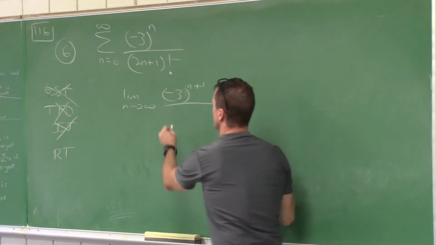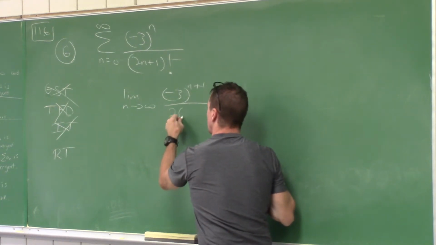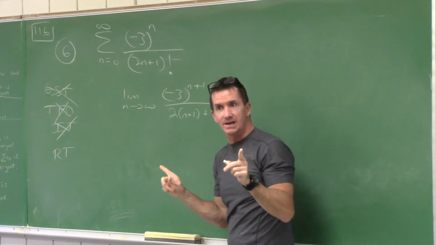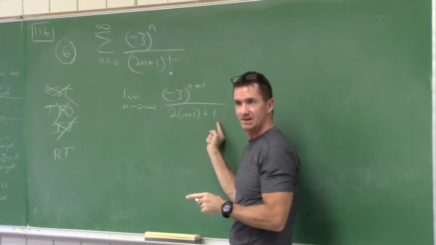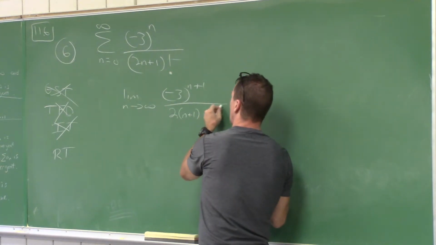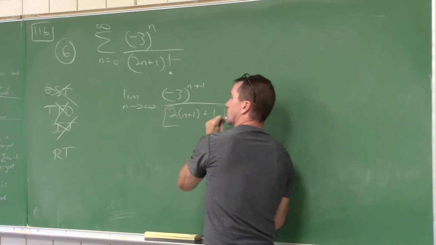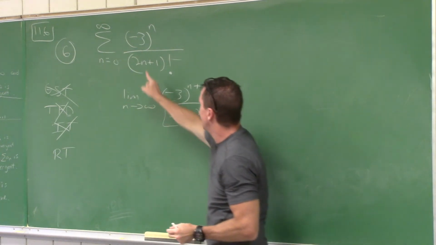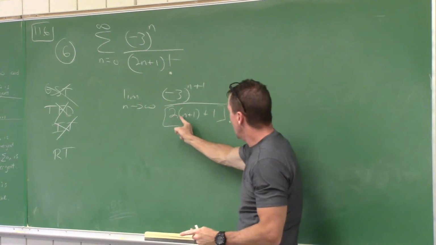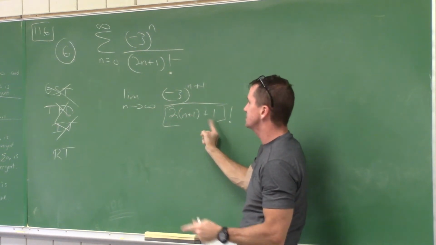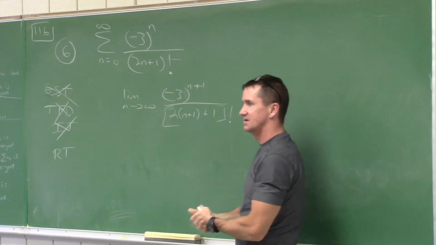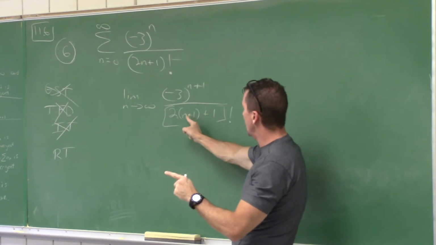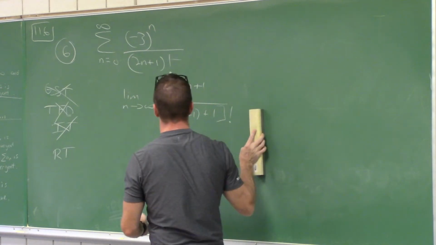2 times (n plus 1) plus 1. That's what that means with the factorial. Does someone see that? This is what this means. It means I have to substitute n plus 1 for that n, and then distribute the 2. 2n plus 2 plus 1 becomes 2n plus 3. Okay with that? Yeah? So I'm going to rewrite this as 2n plus 3 with the factorial.